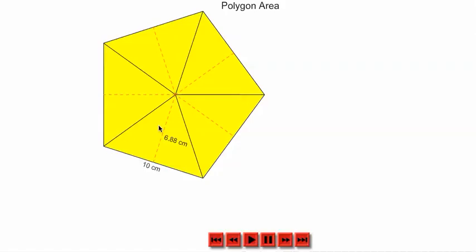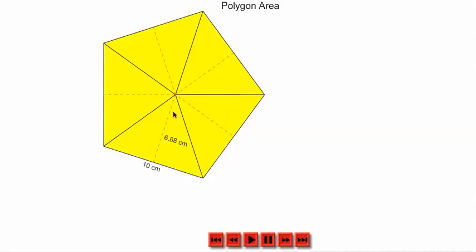Now in a five-sided figure, you end up with 5 isosceles triangles. In a 7-sided figure, you have 7 isosceles triangles. In an 8-sided figure, in an octagon, you end up with 8 isosceles triangles. In a hexagon, you end up with 6 equilateral triangles. In any case, there we go.